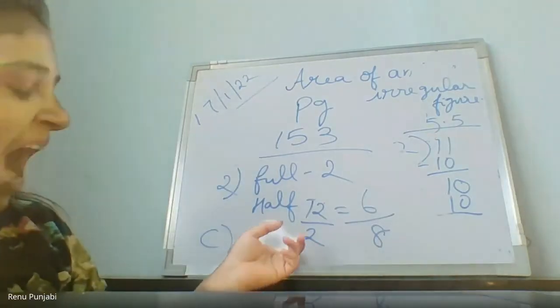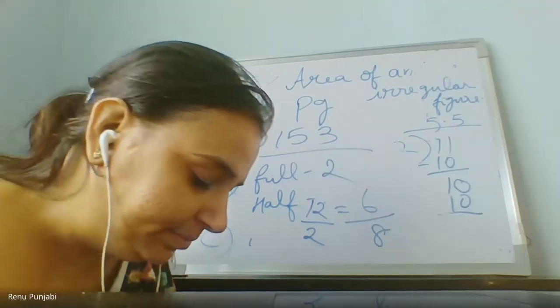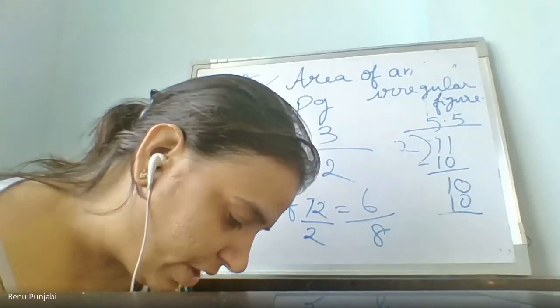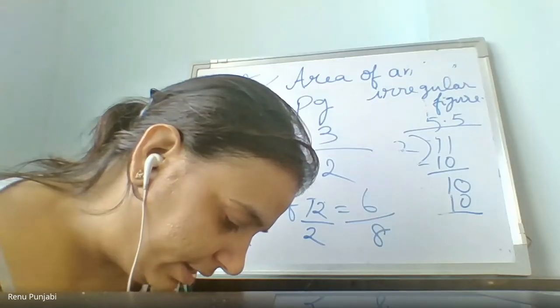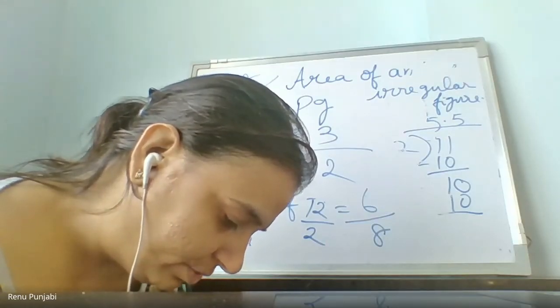Ma'am, it's 9.5 square units. 7.5, no? How many? 12 are there, na? Ma'am, there are 13 half squares. Yes. So 7.5 of that and 2 full squares. So 9.5. It is 12 only. 1, 2, 3, 4, 5, 6, 7, 8, 9, 10, 11, 12, 13.